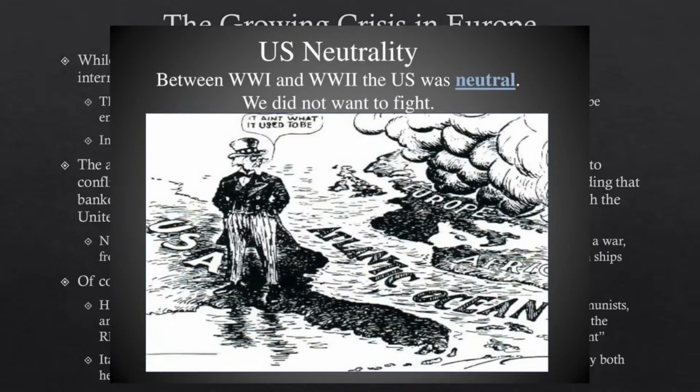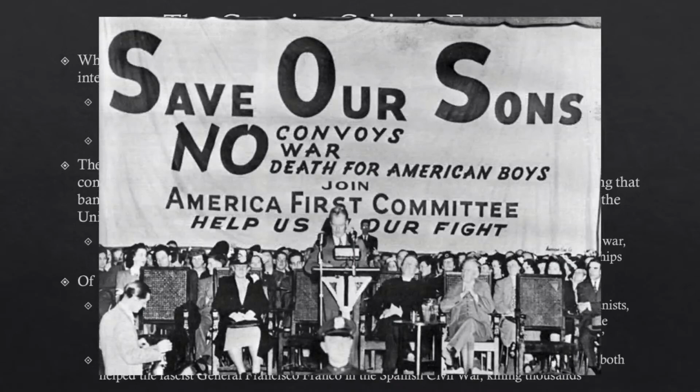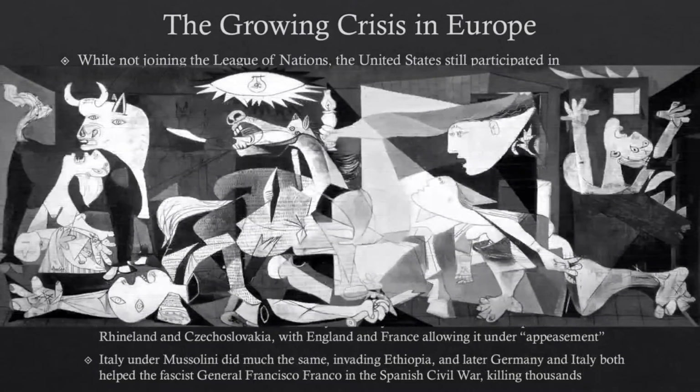Anyway, U.S. neutrality. We're going to talk about the America First Committee. And if you pay attention to the news at all, that might sound familiar. We'll talk about that. This is Guernica.